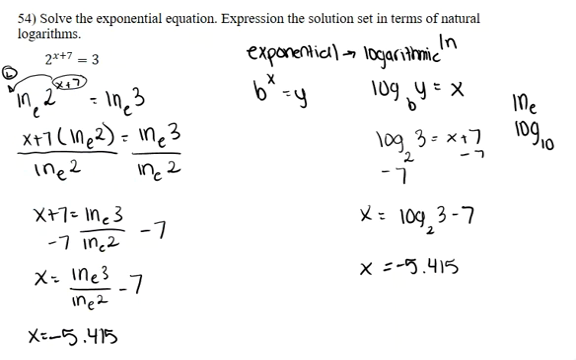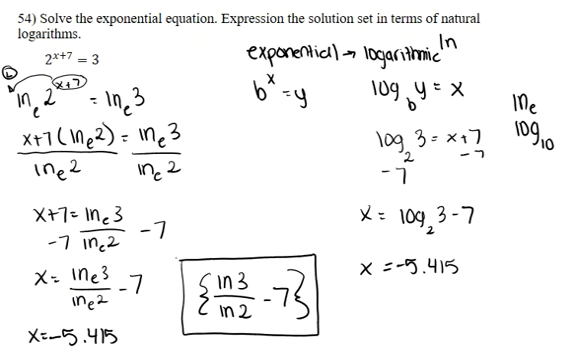So we know that we could do it by converting it to logarithmic form with our log base, and that gets us the same answer as putting it in our natural logs. They want the solution set in terms of natural logarithms. So your solution will be ln of 3 divided by ln of 2 minus 7. And that is your final answer, whichever way you choose to do it.